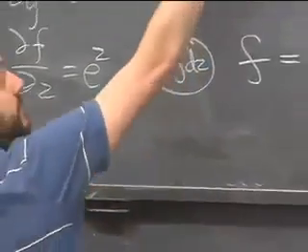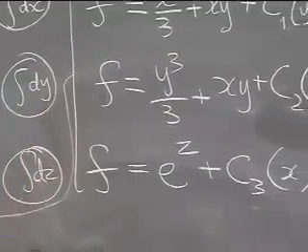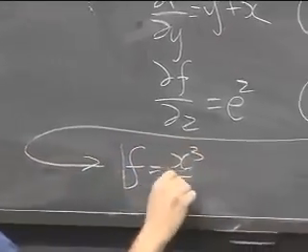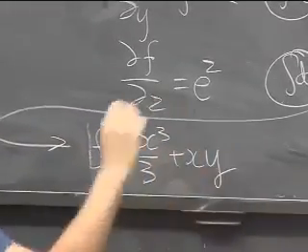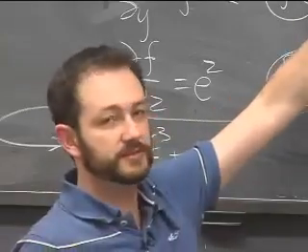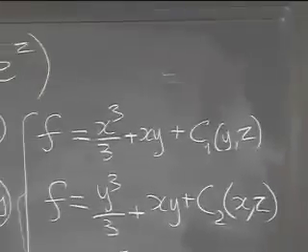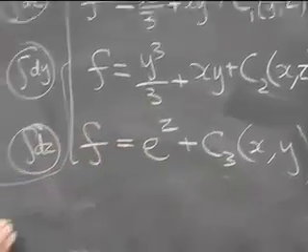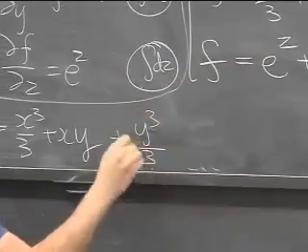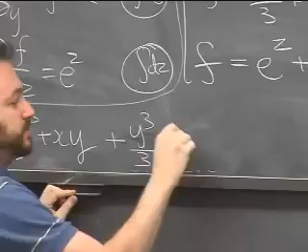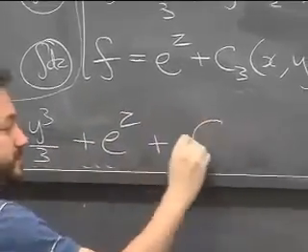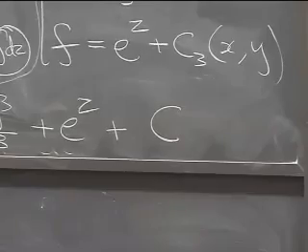If we try to amalgamate these, you might then have an x cubed over 3 plus an xy from the first piece. That's from up here. The second piece, we already have the xy. We need a y cubed over 3. And the last piece, you need an e to the z. And finally, there will be some constant, which is a number.